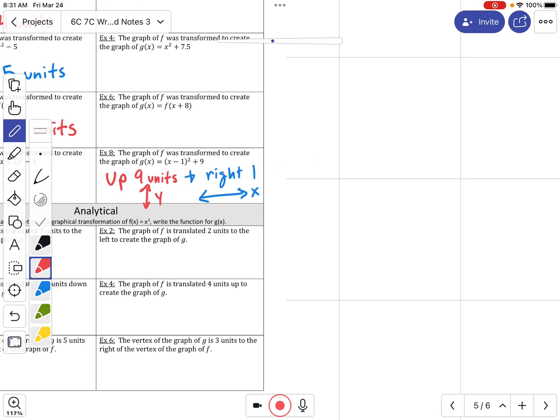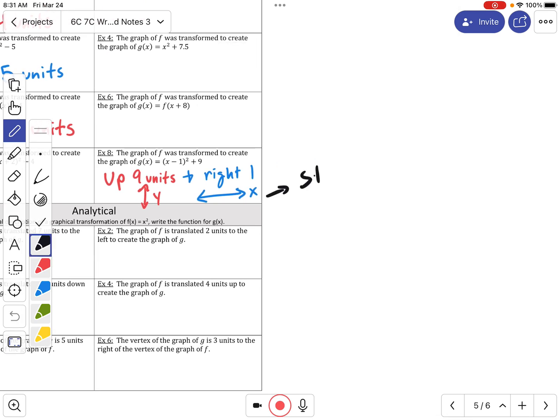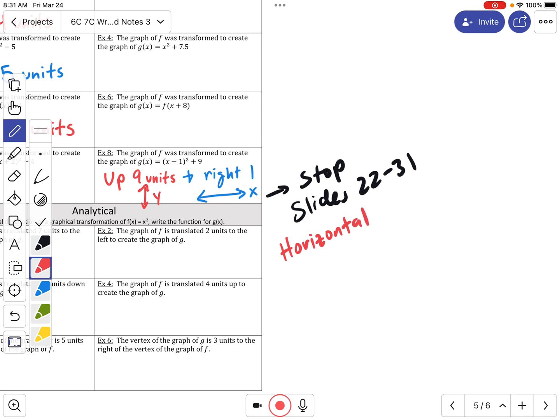When you guys are doing your decimal screen, I would actually pause the video and do slides 22 to 31. They're exactly like this. You're going to see horizontal and vertical shift. Horizontal just means left and right. And vertical means up and down. Or maybe I should have done them different colors. So, go ahead and try those. Pause the video and then come back.